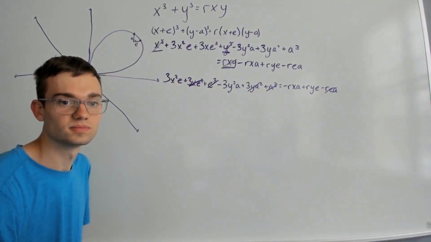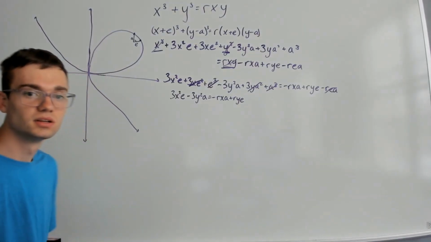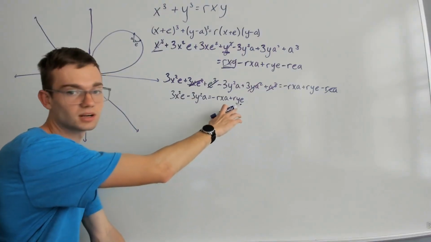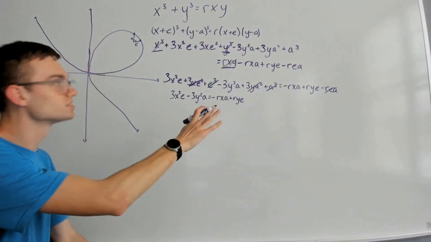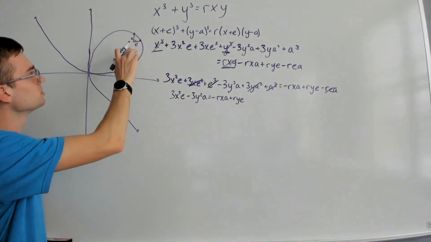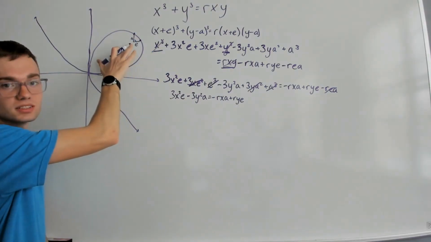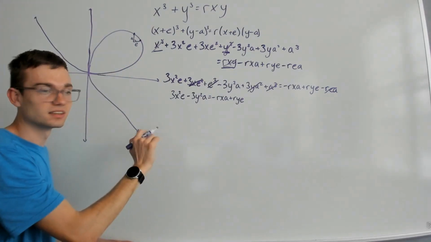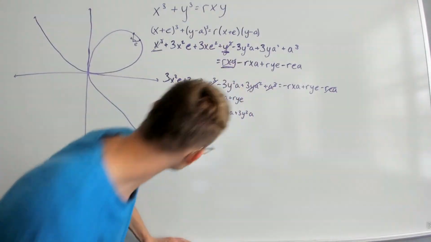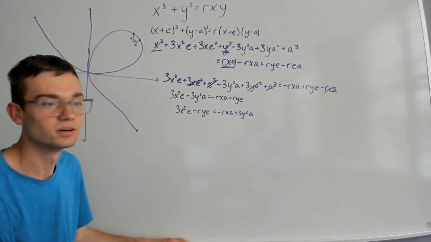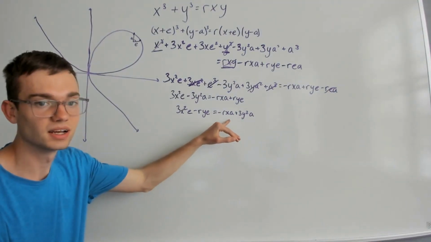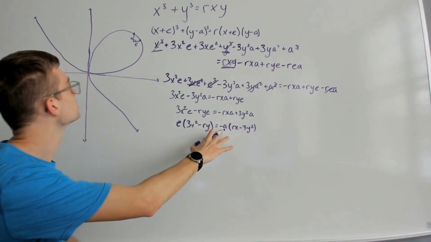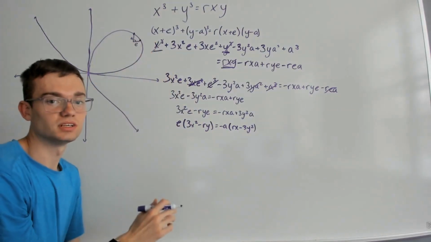So we're left with this equation right here: 3x squared e minus 3y squared a equals negative rxa plus rye. Now, what we're trying to solve for is the slope of this, which we know to be rise over run, or in this case, negative a over e. So let's get all the a's to one side and all the e's to the other side. Now, we can just factor out an e on the left and an a on the right. Notice I factored out a negative a because I said our slope was negative a over e.